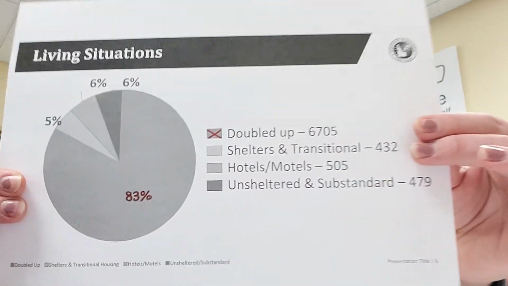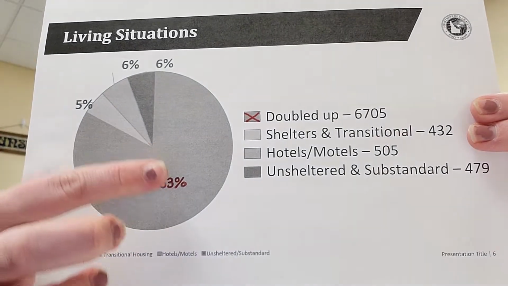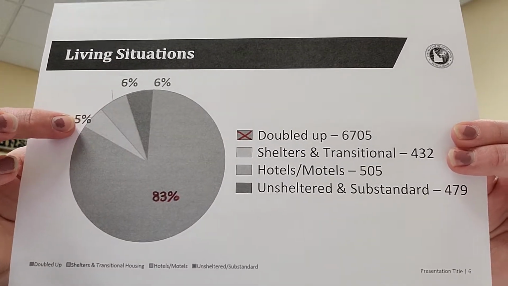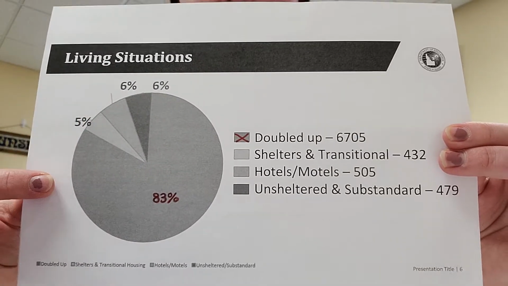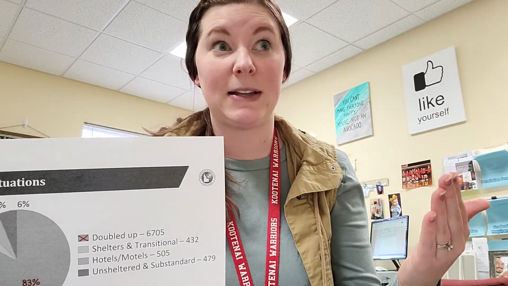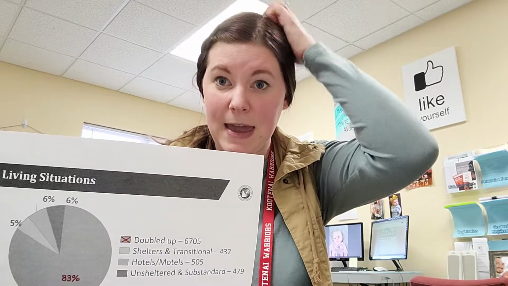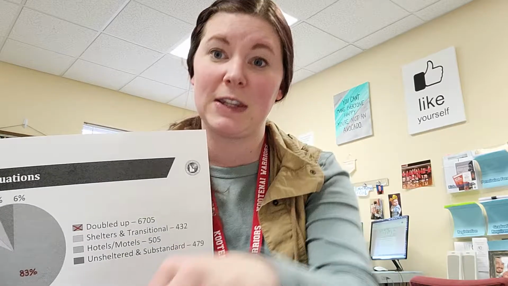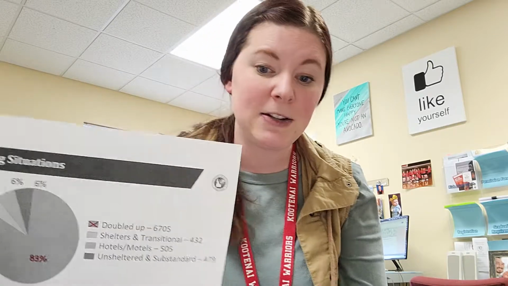So this is statewide data here. For the state of Idaho, a lot of our students are doubled up, and a small portion of them live in shelters and transitional, hotels, motels, and unsheltered and substandard. So doubled up would mean that they are living in a residence with another family. So let's say that they lost their housing due to an economic hardship. The family moves in with the grandparents. That would be considered doubled up. And unsheltered and substandard would mean kind of living in cars, parks, the classic definition of being homeless, where they're living on a park bench, things like that.